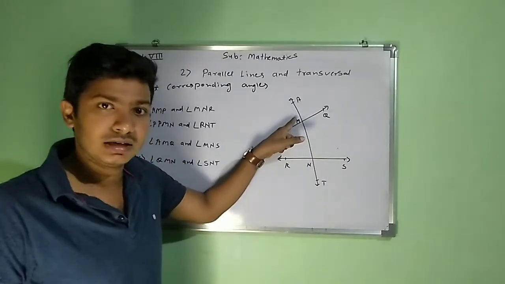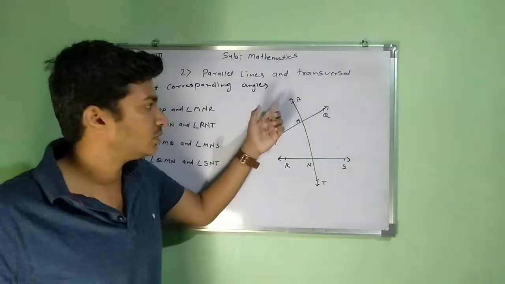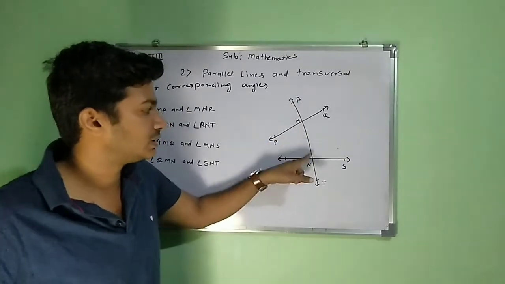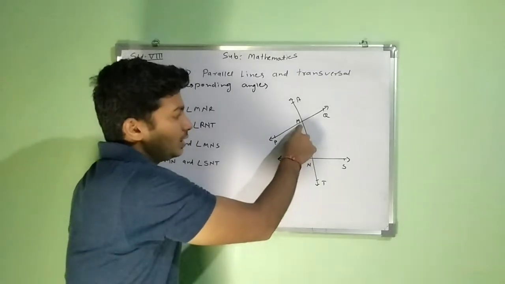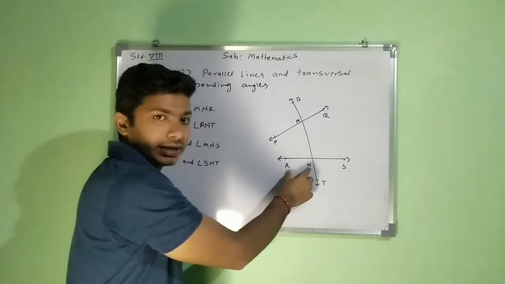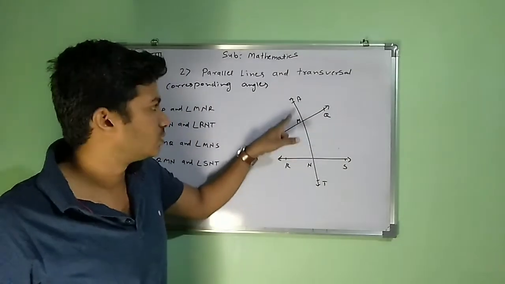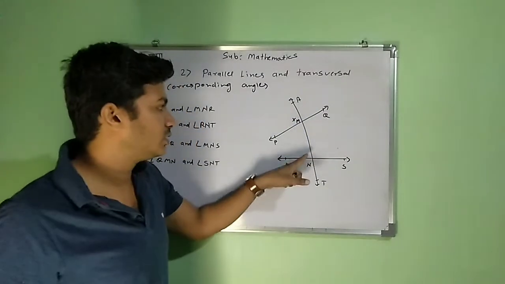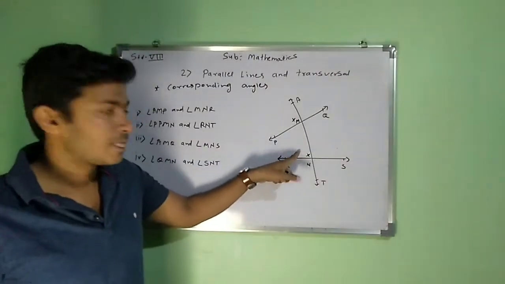If you consider this angle, what will be the corresponding angle? We want the same thing in the other angle as well: the first arm should be in the same direction. Consider angle MNR. MN is in the upward direction, and the second arm RN is on the left-hand side of the transversal. So they have the same things. That means angle AMP is corresponding to angle MNR. These two are corresponding angles.